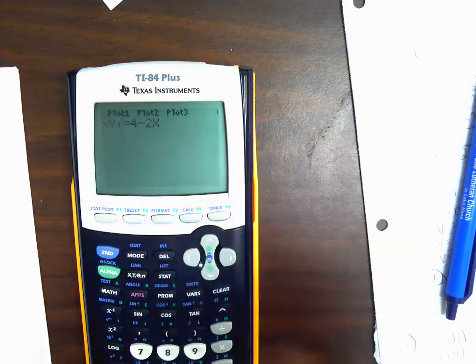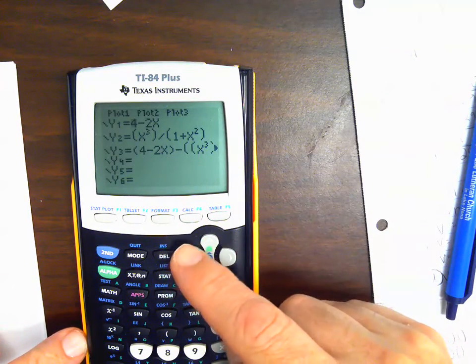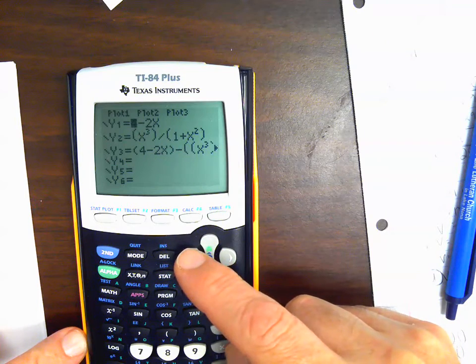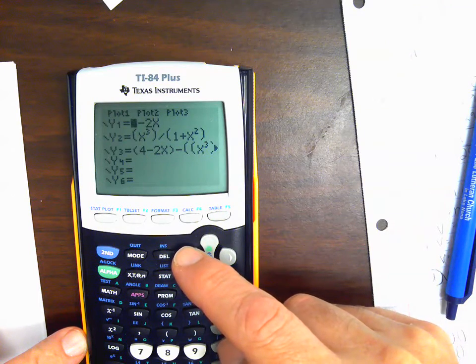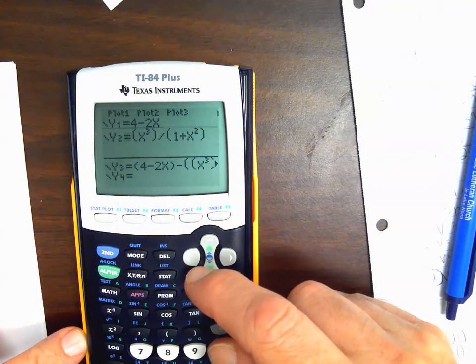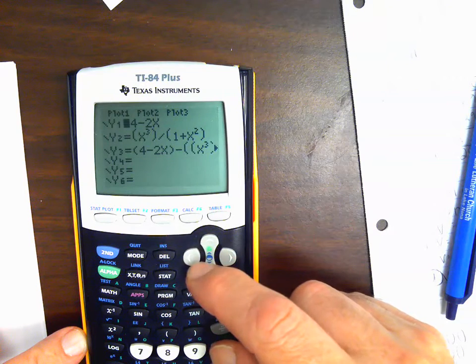The reason is because I haven't selected which to graph. The way you select which to graph is with these navigation buttons. Right now you can see the cursor flashing on the 4. I'm going to go over one to the left. Now you can go up and down these equal signs, and what that does is enable the graphing of that function.